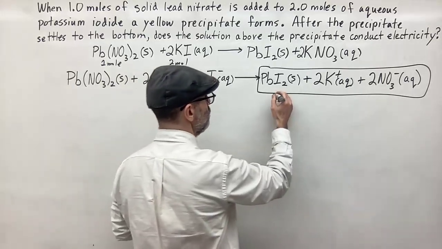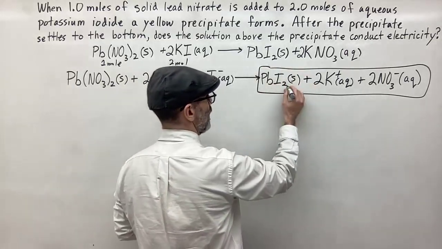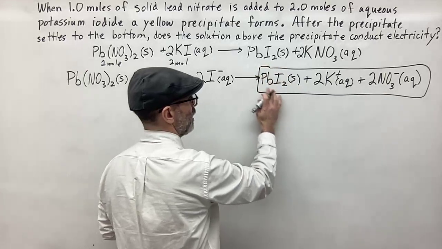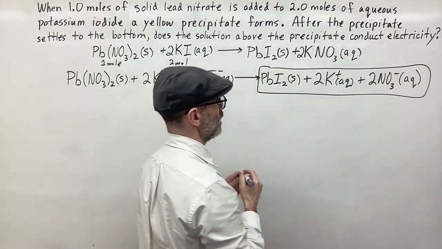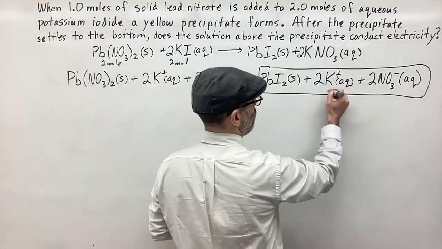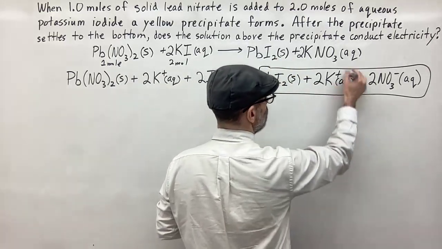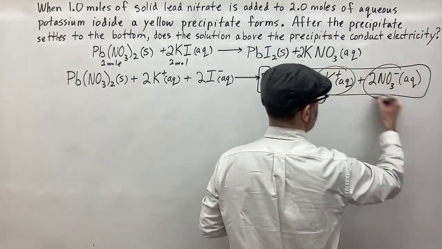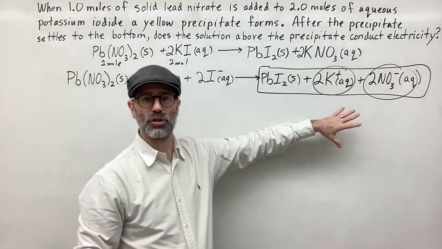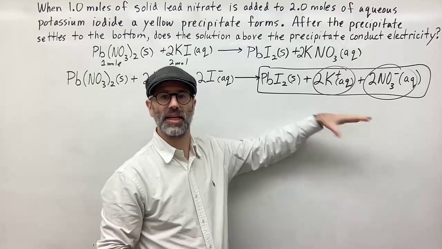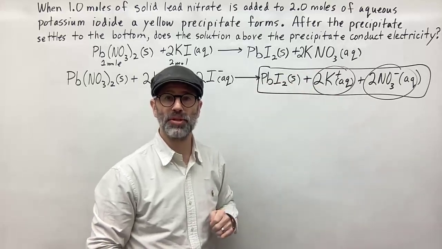Here we have solid lead iodide, so all of the lead and all of the iodide ions are solid. Those are not in solution. But look here, we have potassium and we have nitrate ions in solution. So these are left in solution, in the aqueous solution above the precipitate.